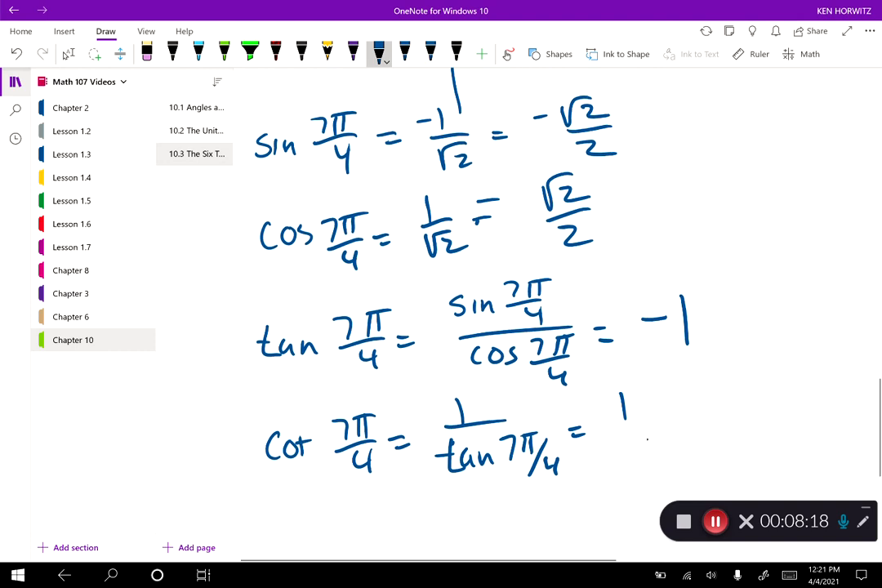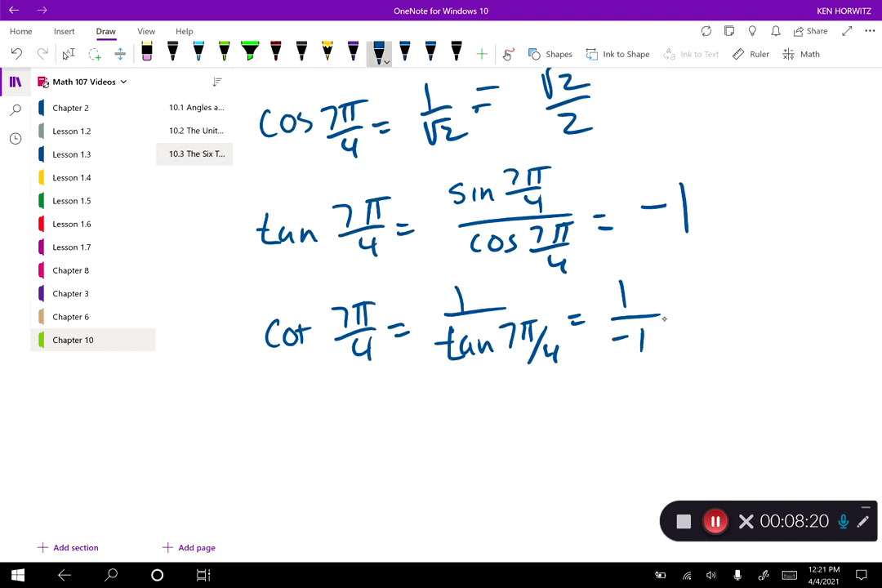One over negative 1, which again equals negative 1. So here, tangent and cotangent are the same. That's okay. So now lastly is the secant and cosecant.